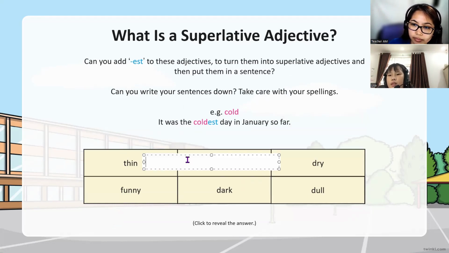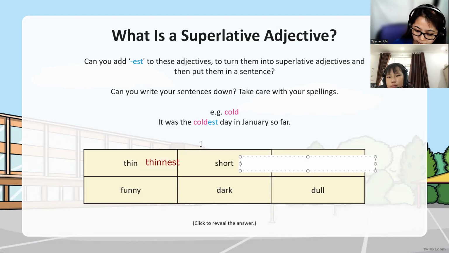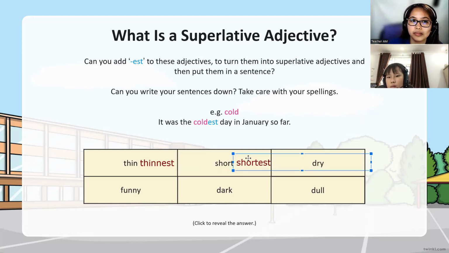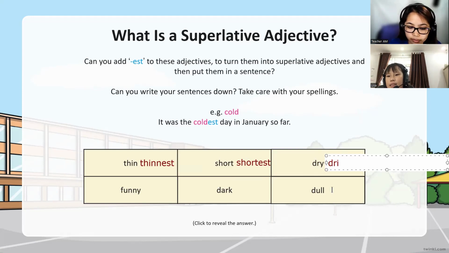Double the N and put est. Very good. Thinnest. What about short? Put est. That's right. Shortest. What about dry? Put est after the y. Yes, change y to i and add est.